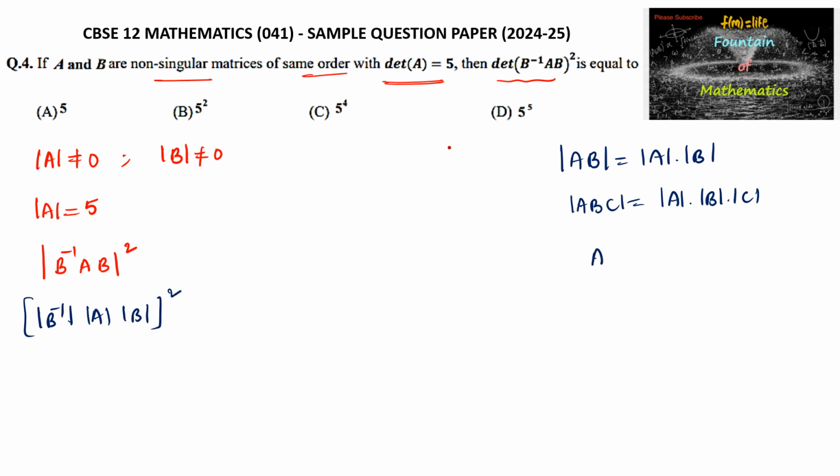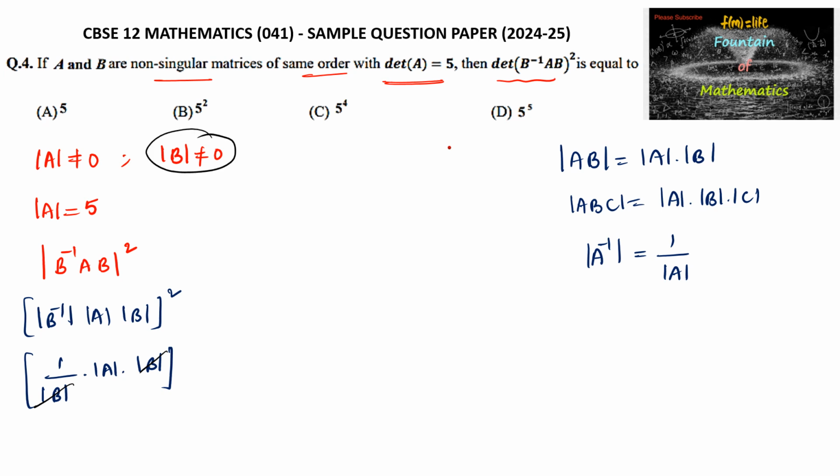And also we know the determinant of A inverse is equal to 1 upon determinant of A. So determinant of B inverse we can write as 1 upon determinant of B, into determinant of A into determinant of B. Since determinant of B is not equal to 0, we can cancel them, and we get determinant of A whole square, and determinant of A is given as 5, so we write 5 square, which is 25. So 5 square is the answer, which is option B.